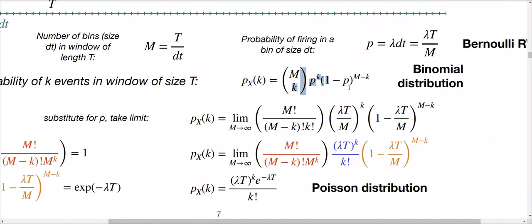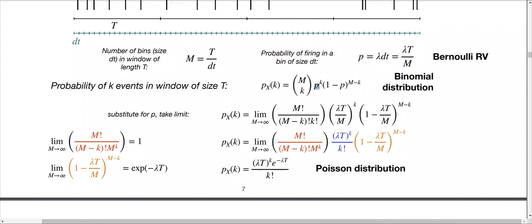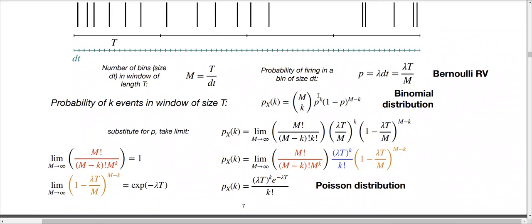And this equation makes sense as well, because P represents the probability of K events in the window of size T. P is the probability of firing happening in that bin, and 1 minus P to the power of M minus K is the probability of it not happening, basically.